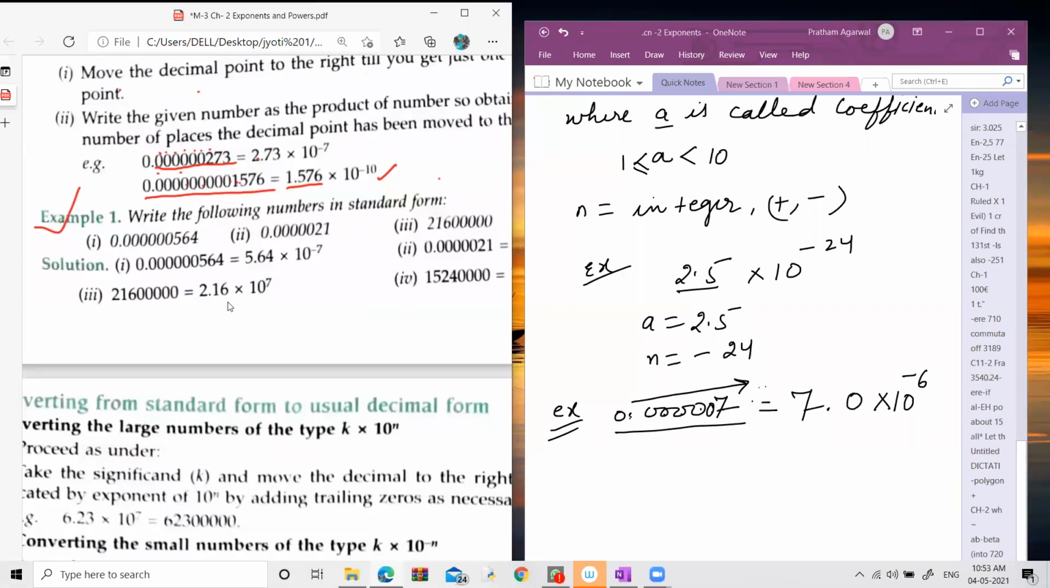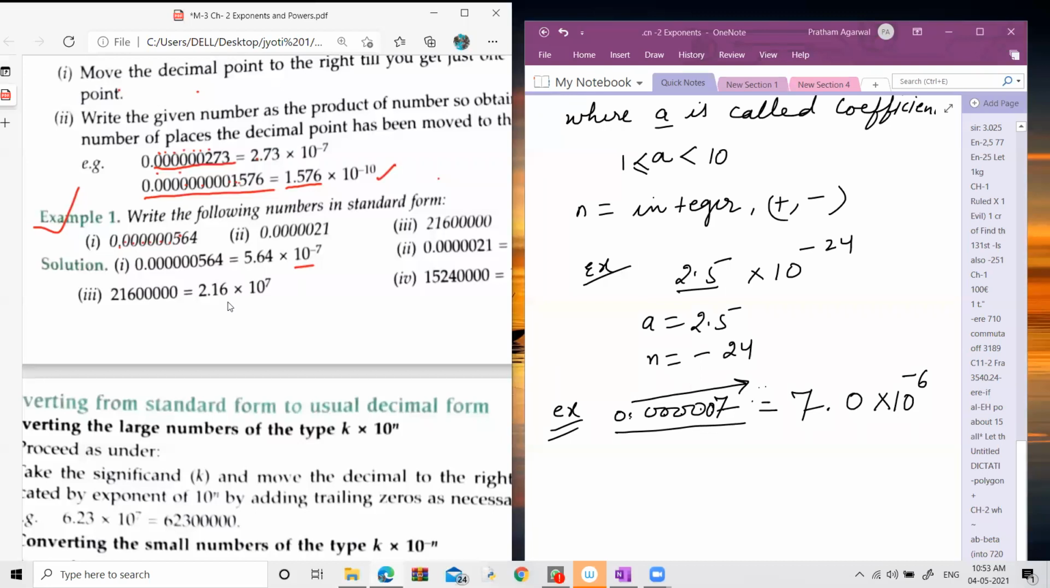So when you shift this decimal just after the 5, how many places do you have to move? 1, 2, 3, 4, 5, 6, 7. You have to move 7 places from left to right. That's why you have to put power 7 on 10.